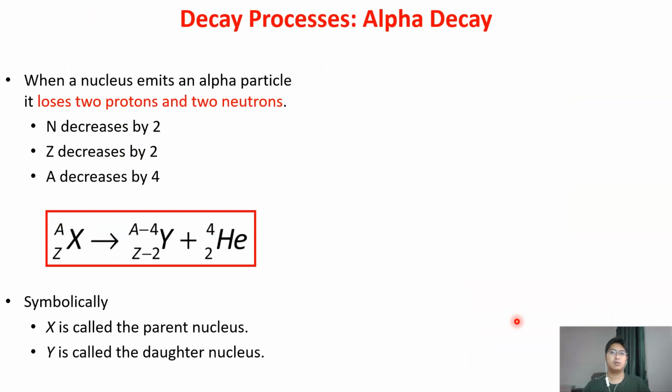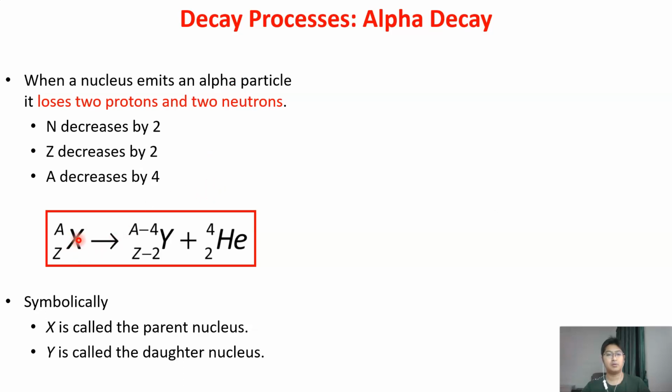Okay, we proceed to the next one. Decay processes. The first one is alpha decay. When a nucleus emits an alpha particle, it loses 2 protons and 2 neutrons. N decreases by 2, Z decreases by 2, A decreases by 4, because the alpha particle is a helium nucleus. So it has 4 A and 2 Z.